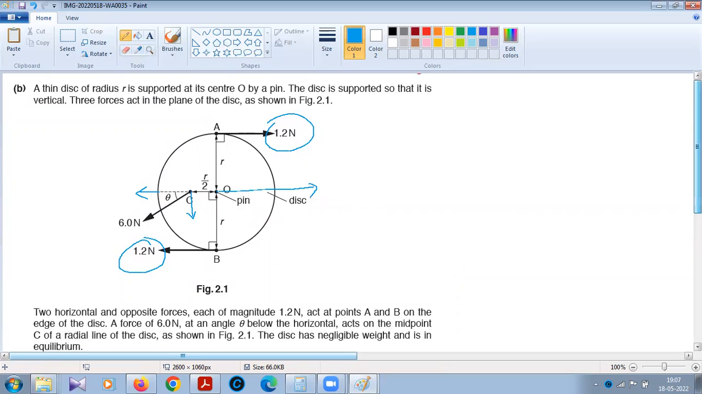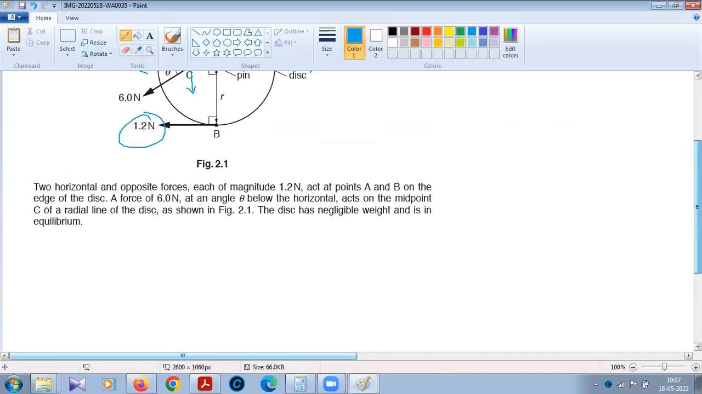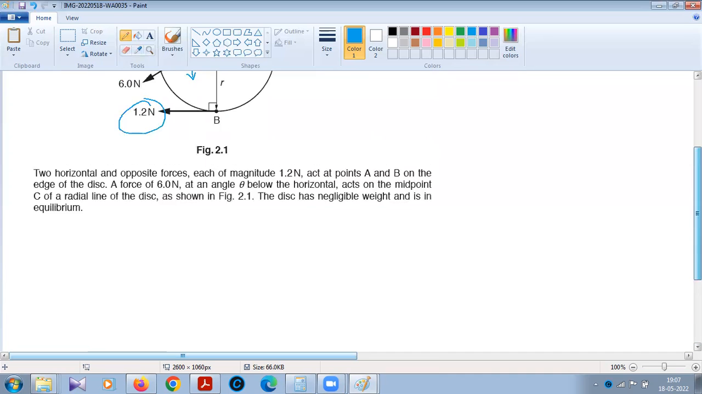Have they given some theta angle? Wait, I'll send it to you, just a second.